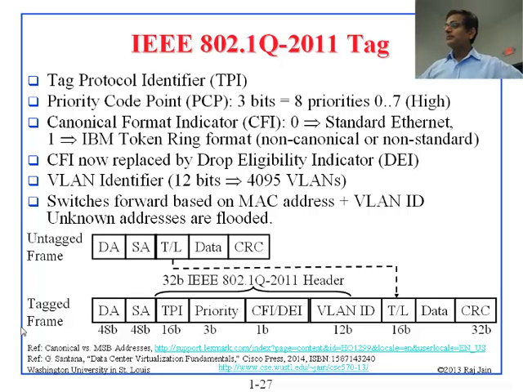Now we have 3 bits priority. So the priority means we have 8 priorities, 0 through 7, and 7 is high. 7 is high means if there is a trouble, 7 gets through, 0 is dropped.